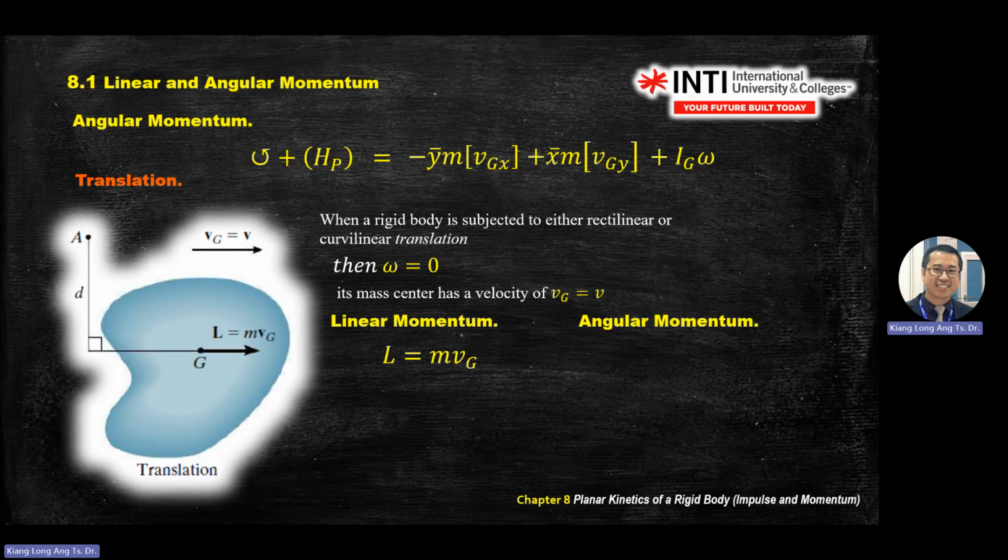If you have translation, it means omega is 0, then you only need to consider the velocity and the mass. mv is momentum. Momentum multiplied by the distance is the moment of momentum, right?